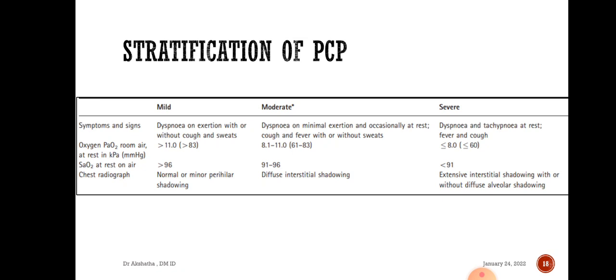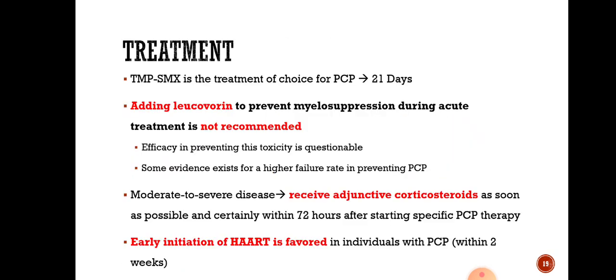So why do you need to stratify? Again, because the treatment depends upon the stratification. And what is the treatment of choice? The treatment of choice is cotrimoxazole for a duration of around 21 days. And in case of moderate to severe disease, you should add adjunctive corticosteroid as soon as possible, at least within 72 hours after starting the PCP therapy. Why?